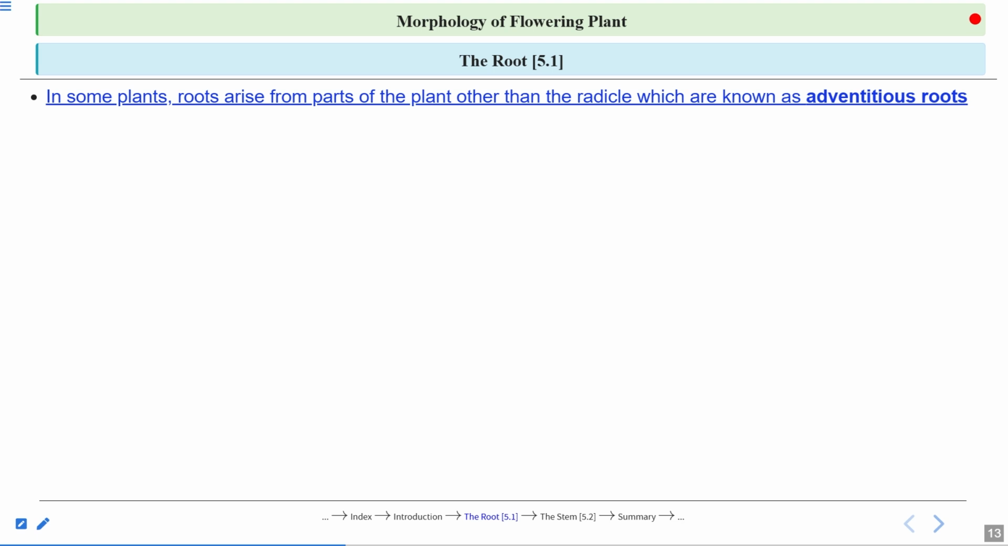You see sometimes the stem is giving roots. You see sometimes leaves are giving roots, right? So that is not the main root. That is the adventitious root. So that is why it is mentioned here: other than radicle. So that is called adventitious roots. Examples are roots of grass, monstera, and the banyan tree. These have adventitious types of roots.